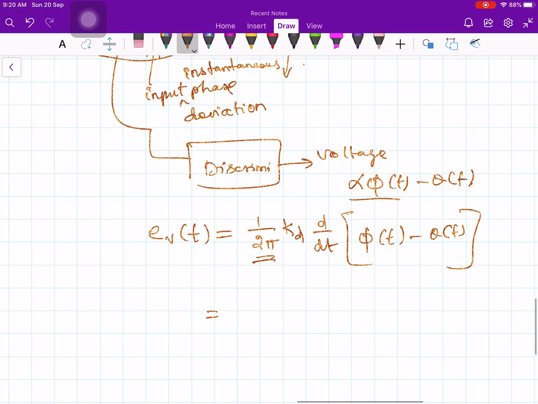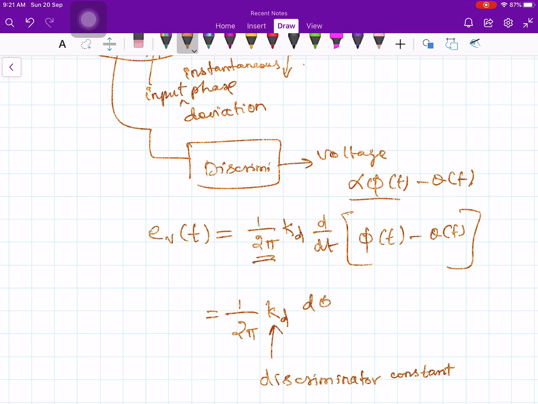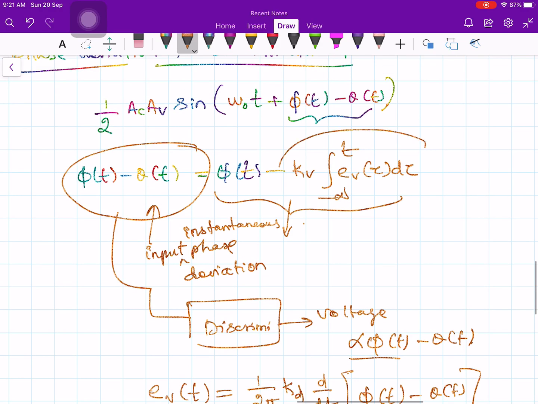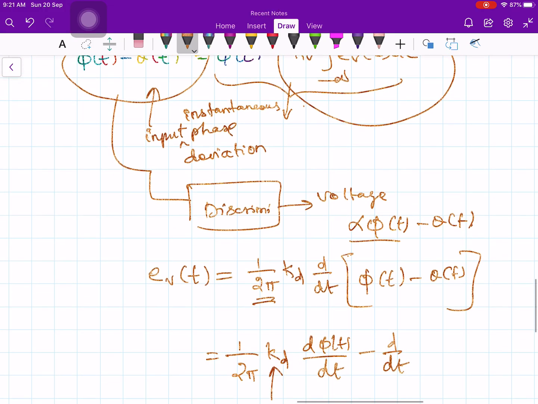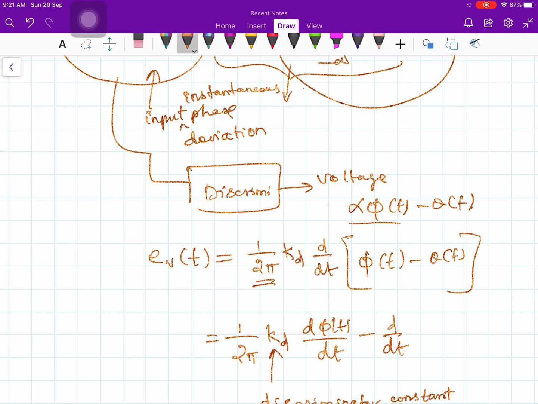So this is 1 over 2 pi k suffix d, where k suffix d is the discriminator constant, times d by dt. D by dt is, let's say, d phi of t by dt minus d by dt of theta of t. What is theta of t? Theta of t is k suffix v times integral of EV of tau d tau. So that integration will go away. Let me write it down, no problem.